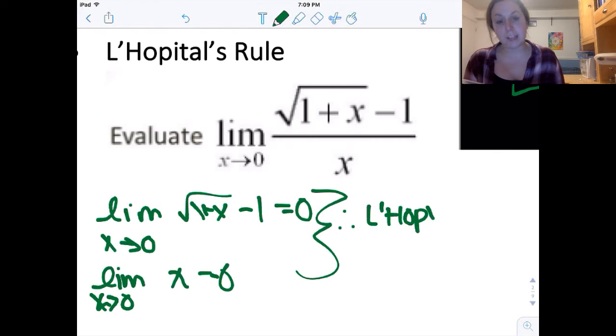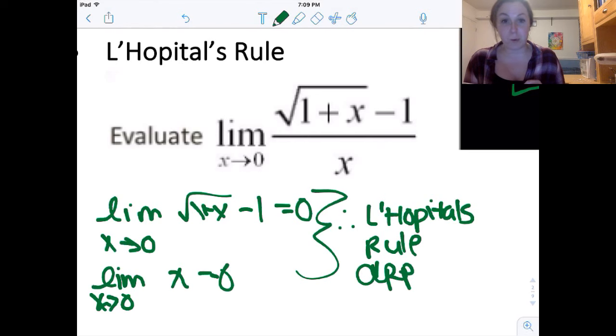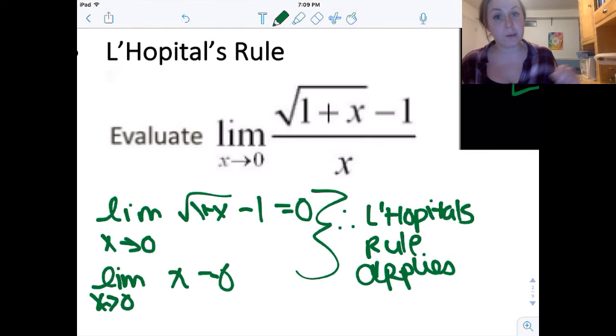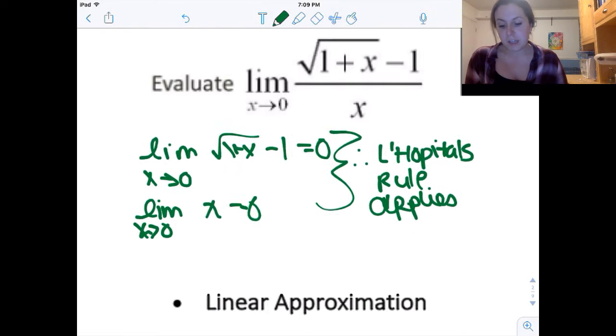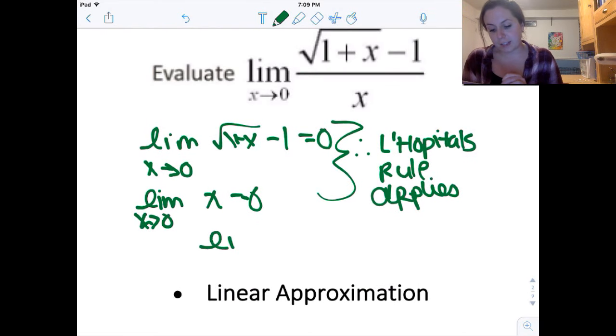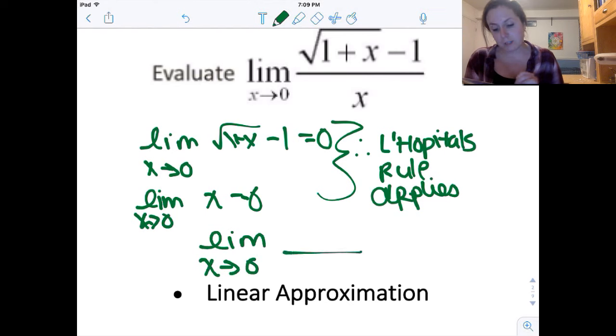And you guys are in a college course. You can write out the word L'Hopital's. You don't need to write LH. And if on the AP exam you wrote LH, they would say, we don't know what you're talking about. So L'Hopital's Rule applies. Make sure you write it out. I don't care if you spell it right. So then from there you could say, okay, so then this would be the limit as x approaches 0 of the square root of, the derivative of the top over the derivative of the bottom.